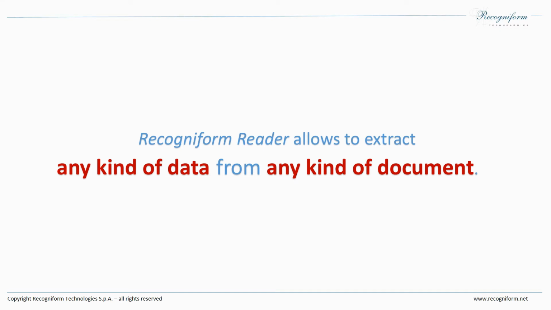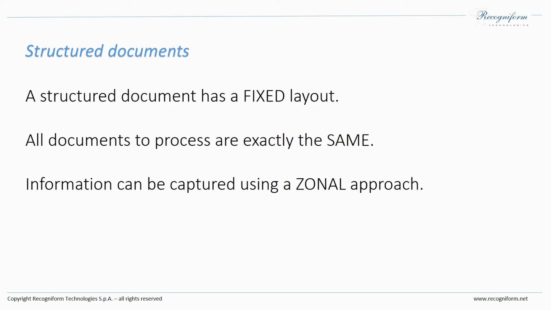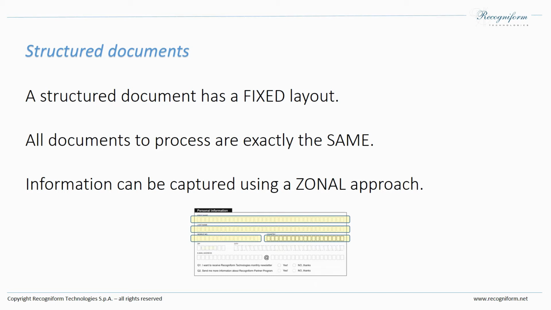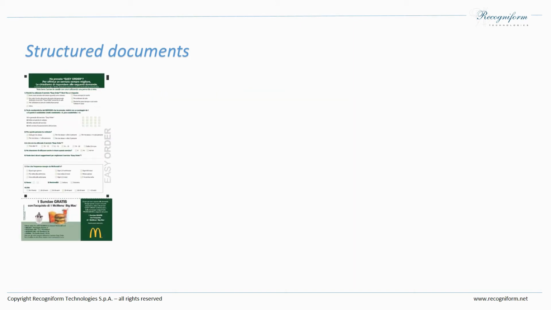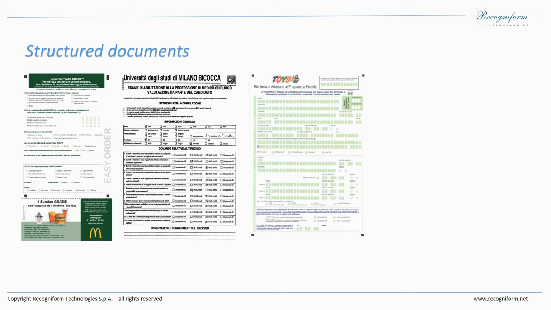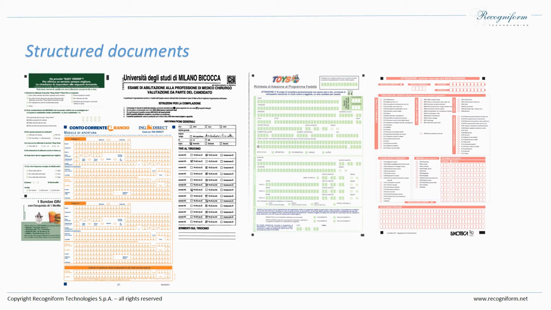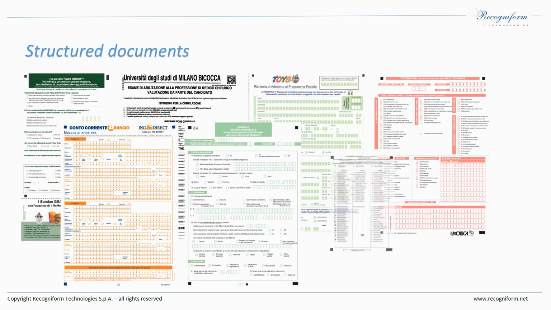Recogniform Reader can capture data from structured documents, and from unstructured or semi-structured documents. A structured document is a document with a fixed layout. All fields are always in the same position, therefore we can map the document, setting specific recognition zones. Some common structured documents are questionnaires and surveys, school paper tests, loyalty card request forms, production schedule sheets, standard contracts, census forms, ballot papers, identity documents.